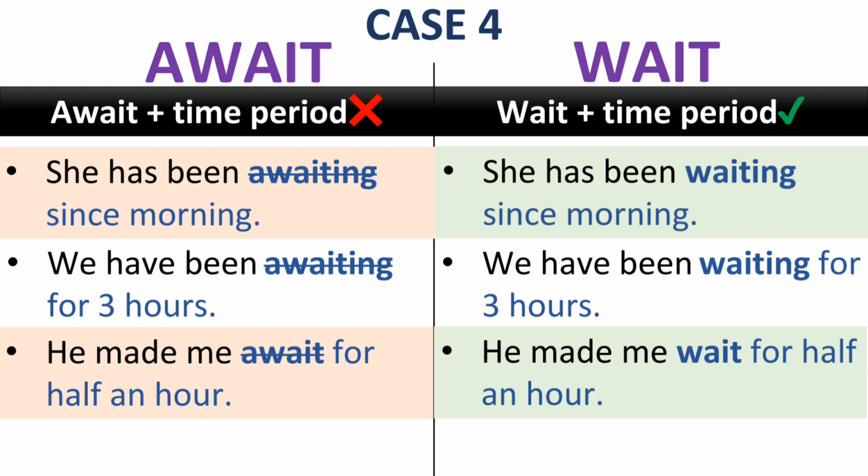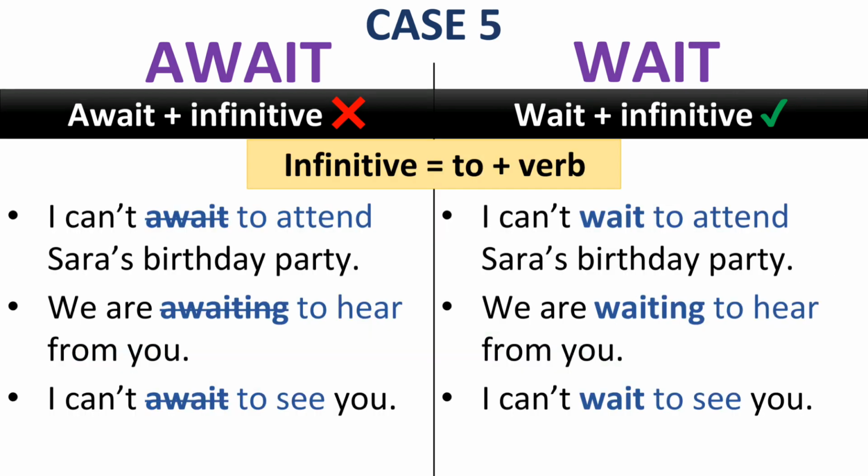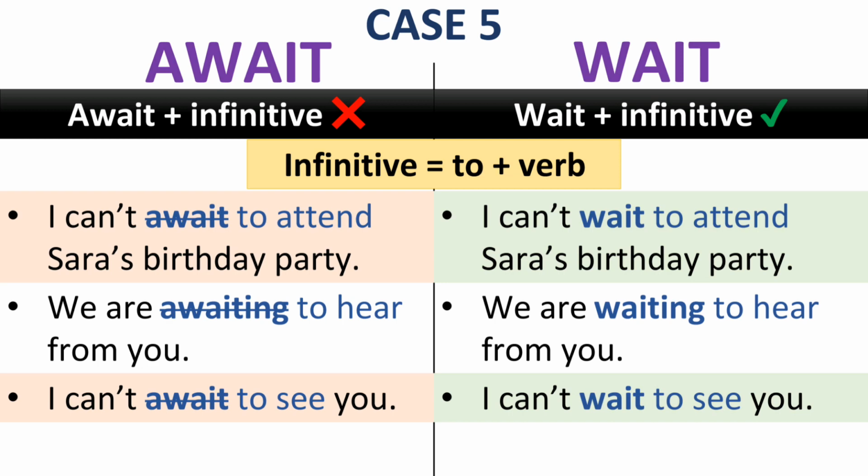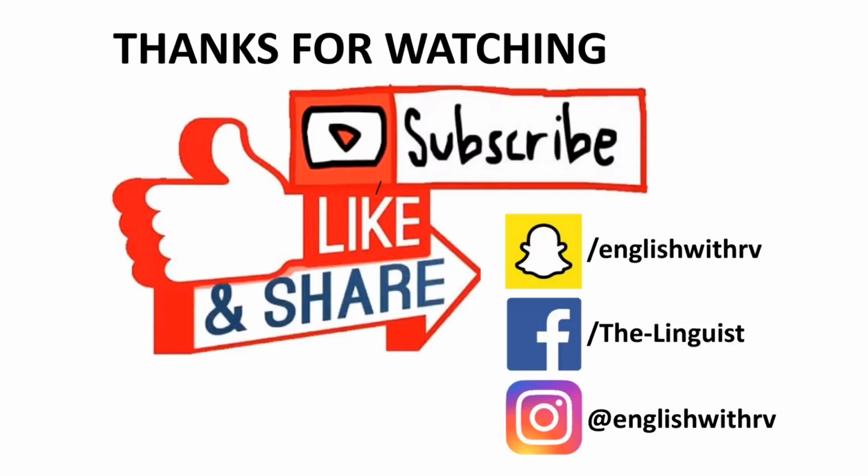Case 5. Wait can be used with infinitive but await cannot. Infinitive is to plus verb. For instance, I can't wait to attend Sarah's birthday party. Here we cannot say I can't await to attend Sarah's birthday party. Similarly, I can't wait to see you is correct and I can't await to see you is incorrect.